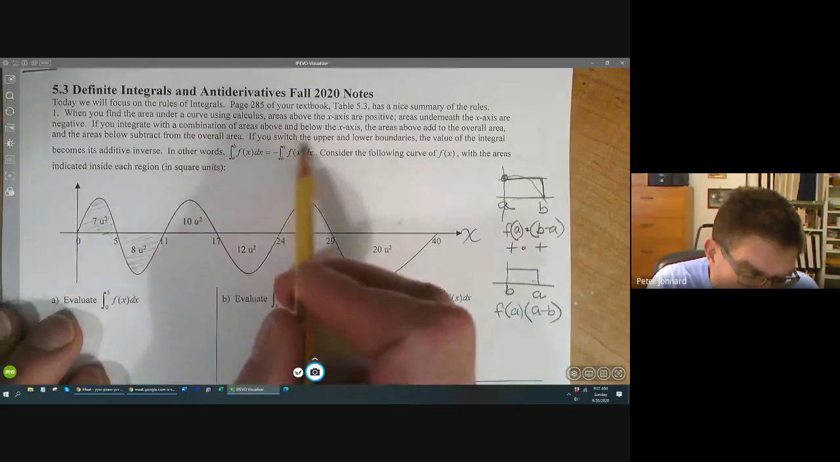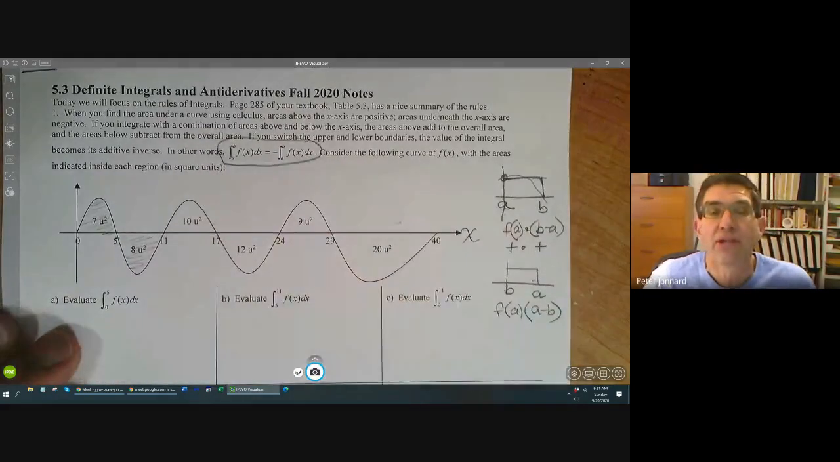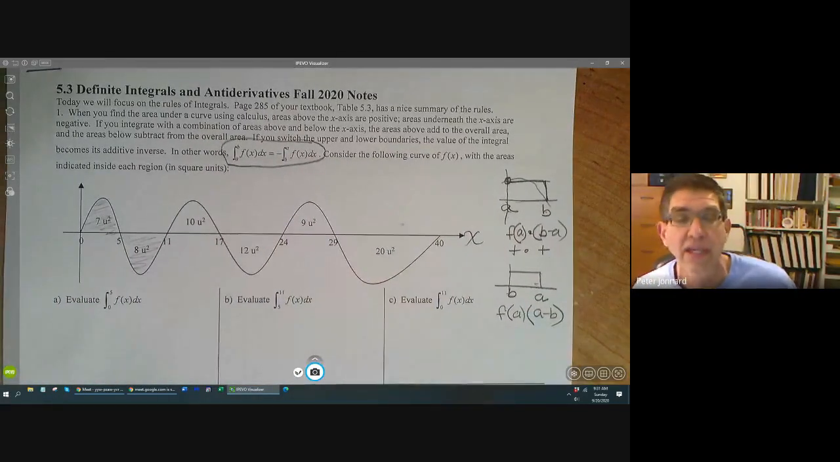So anyway, this is a pretty basic rule. It may seem weird in the beginning, but you'll get so used to it. In a month, you won't even think about it anymore. You'll just know that that just flips it.